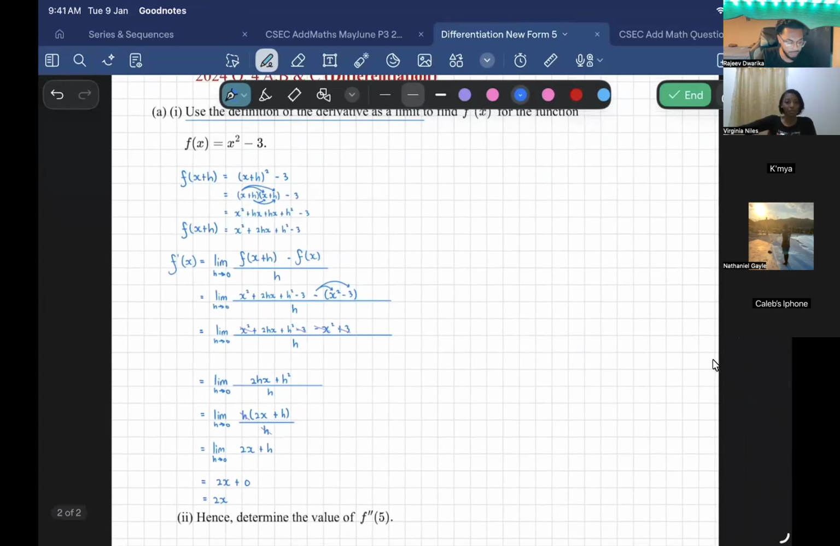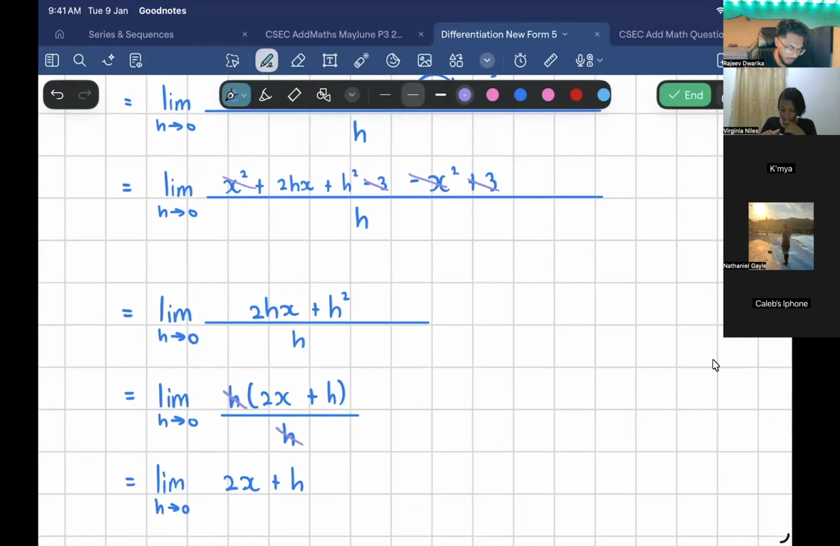Talk to my guys, what's going on? I have a question. When you're at a point where you have 2hx plus h squared over h, and you have to simplify from there, how come I can't say that the h's from the h squared and the h would cancel out, and then the h squared on top would just become h, so it would be 2hx plus h as the answer?